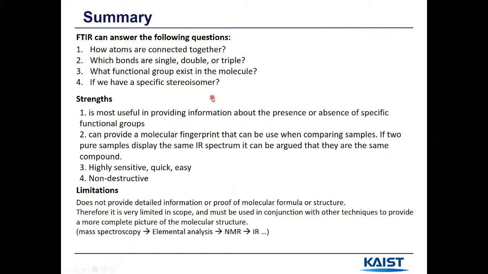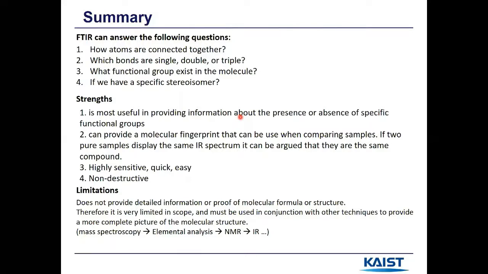So in summary, FTIR can answer the following questions. We can know how atoms are connected together in unknown composites, especially their bond types, single, double, or triple, and their functional groups. Also, we can distinguish specific stereoisomers by the fingerprint region. FTIR is most useful in providing information about the presence or absence of specific functional groups, and it can provide a molecular fingerprint that can be used when comparing samples.